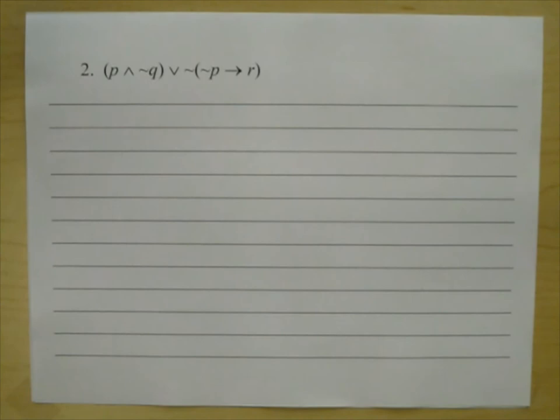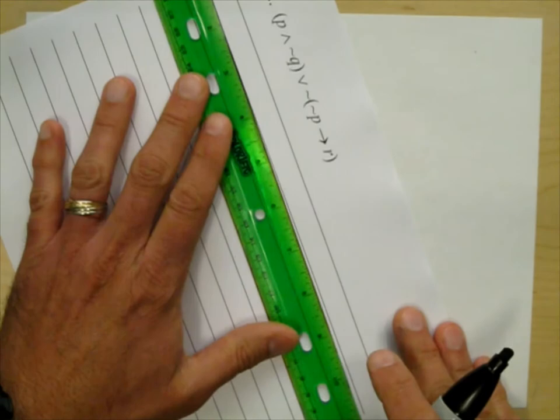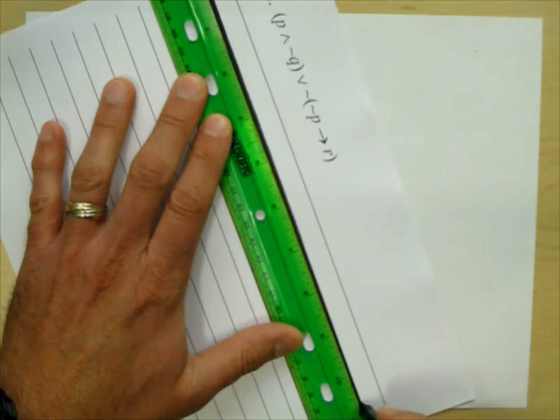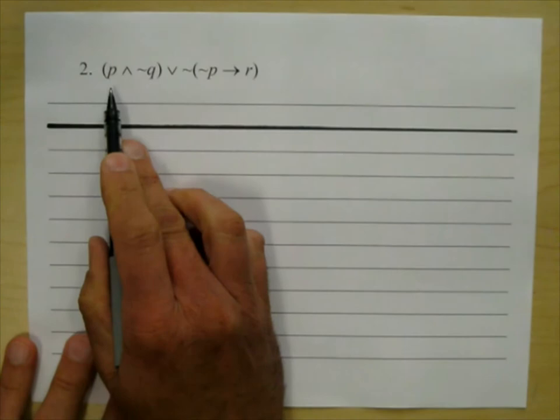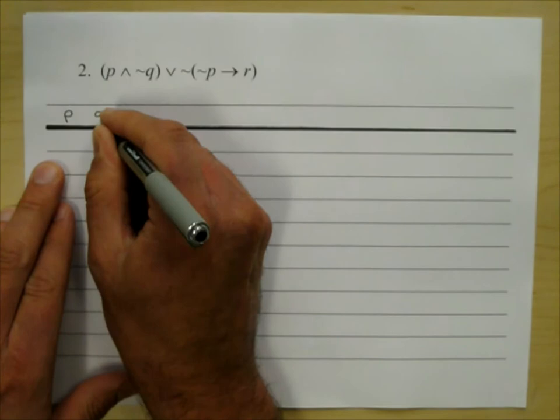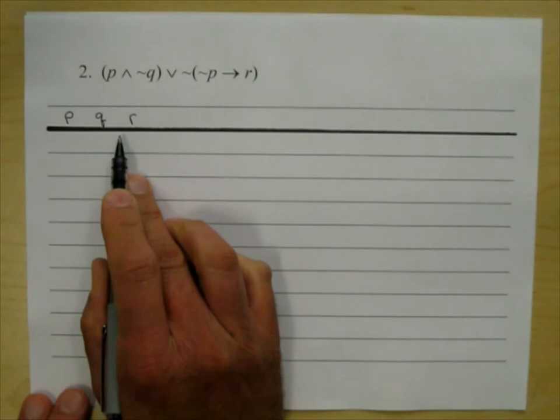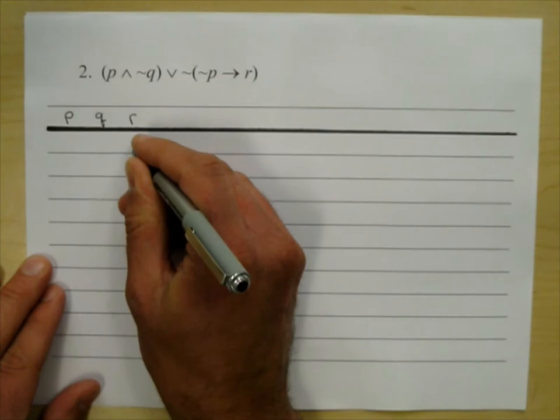Okay, the first thing I'm going to do, I've got to turn it sideways so I can get this line correct. Draw a long line there. There it is. I see how many letters they have, and it looks like there's four letters, but P's repeated, so I'm going to have three letters. They're going to be P, Q, R. Make them in alphabetical order. It's just a convention. And then with R, I'm going to alternate by ones. There will be eight rows in this truth table, not counting the header row.